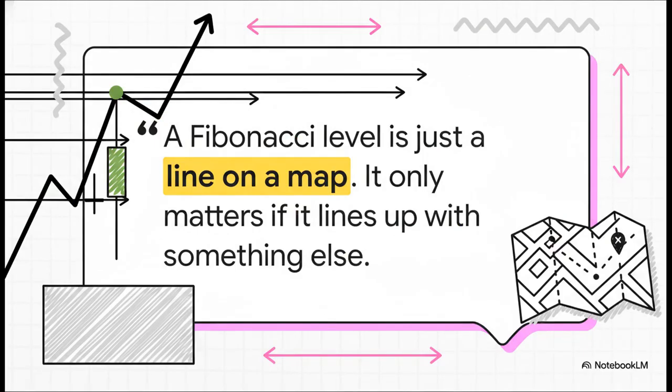Now, here is my personal rule, and this is critical. A Fibonacci level by itself is just a line on a map. It becomes powerful when it lines up with something else. This is what we call confluence. So, for example, if that 50% level also happens to be a previous support level, or maybe it lines up perfectly with a major trend line, the probability of a bounce there just increases dramatically. And that's not a coincidence, that is a high probability setup.